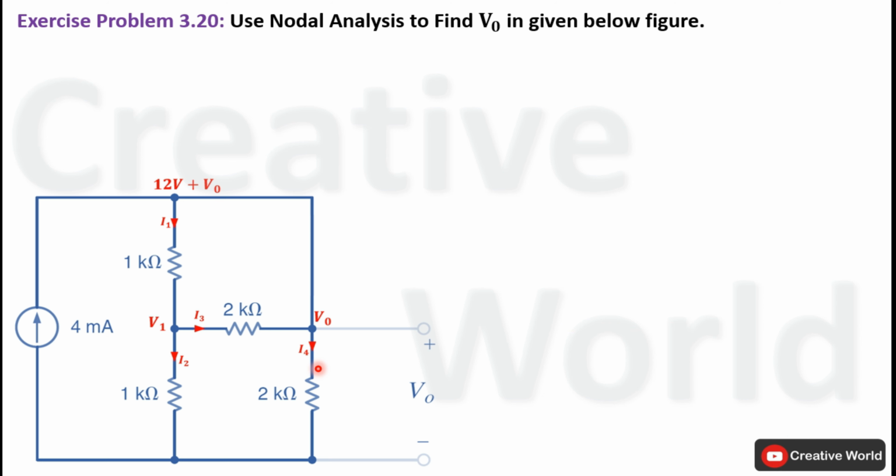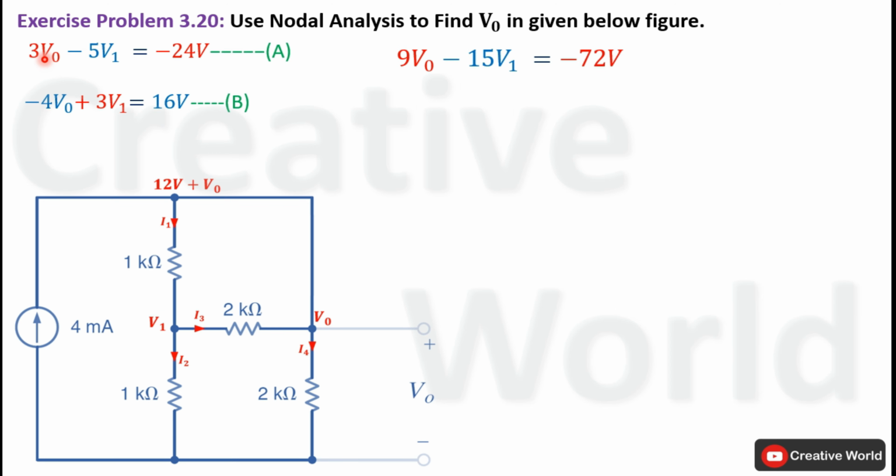Up to this point, we have retrieved two node voltage equations. We will try to solve these equations in order to find out the value of V0. For that purpose, we will multiply this equation A with 3. The equation will become 9V0 minus 15V1 equal to minus 72 volt. And we'll multiply equation B with 5. It will become minus 20V0 plus 15V1 equal to 80 volt. Now add these two resulting equations.